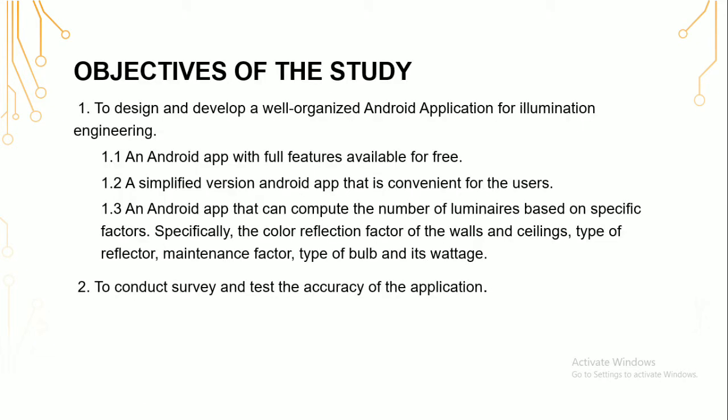Objectives of the study. To design and develop a well-organized Android application for illumination engineering. An Android app with full features available for free. A simplified version Android app that is convenient for the users. An Android app that can compute the number of luminaires based on specific factors, specifically the color reflection factor of the walls and ceilings, type of reflector, maintenance factor, type of bulb, and its wattage. To conduct survey and test the accuracy of the application.